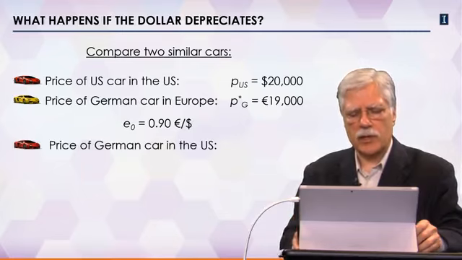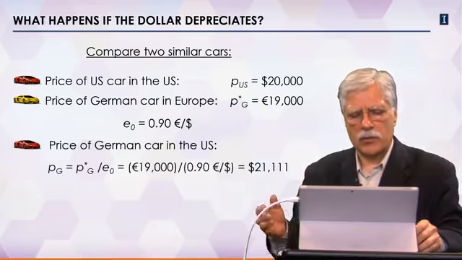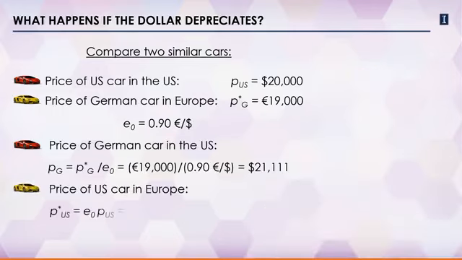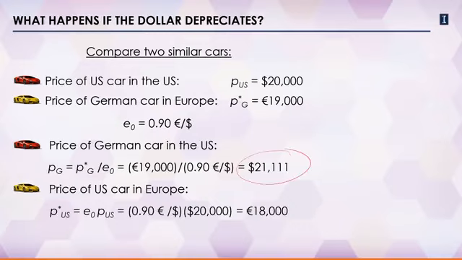The German car in the US, you take the 19,000 euros, you divide it by 0.9, and you get $21,111. And the US car in Germany is going to be the equivalent of 0.9 euros per dollar times $20,000, which is 18,000 euros. Now you can see that in the United States, the German car is much more expensive. So in the US, people will prefer the US car. And in Germany, also the US car is going to be cheaper and it's going to be a better deal.